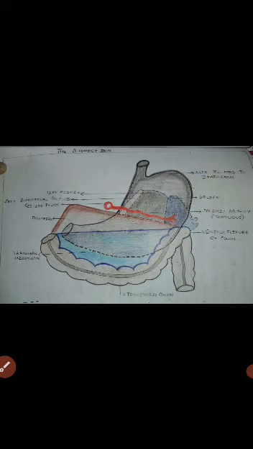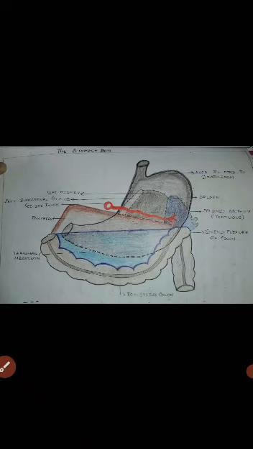The submucosa is made up of connective tissue, arterioles and nerve plexus. The muscular coat is of three layers: outer longitudinal muscle layer, middle circular layer, and inner oblique layer. And finally serous coat, which consists of peritoneal coverings.